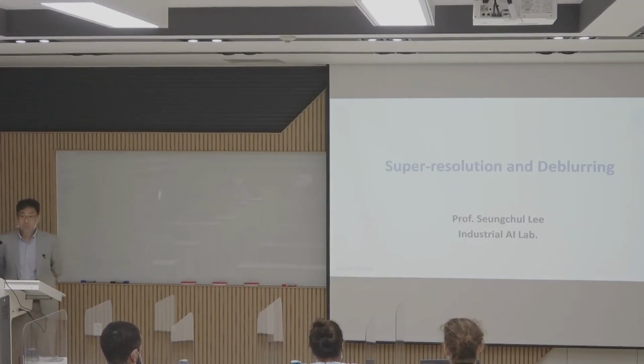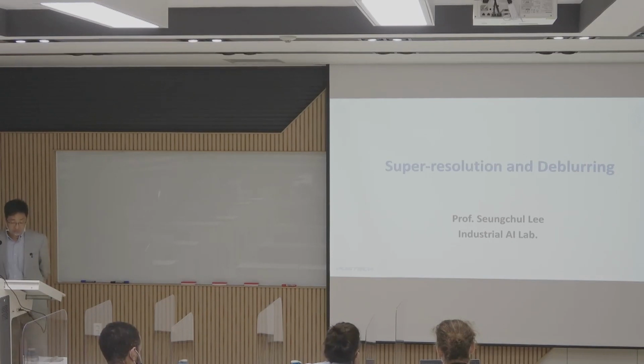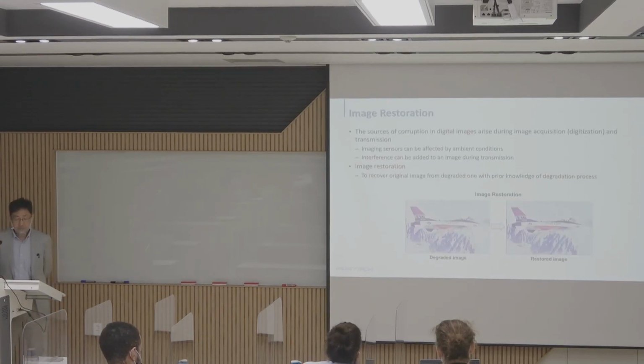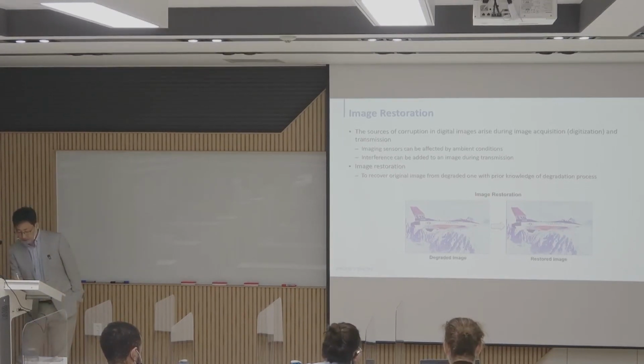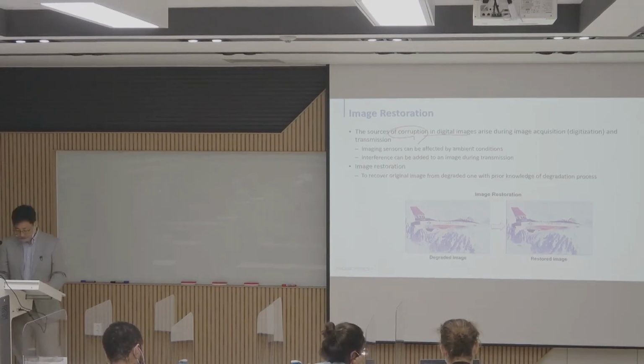Okay, super resolution and deblurring. This is going to be another example or demonstration related to FCN. Before that, let's talk about image restoration. In digital images, suppose we have some corrupted images, which could arise during image acquisition or image transmission, whatever. You don't need to worry about how, but say somehow we do have some corrupted images.